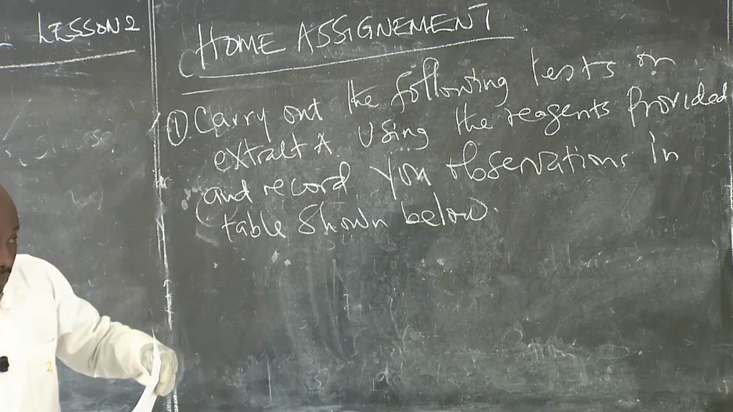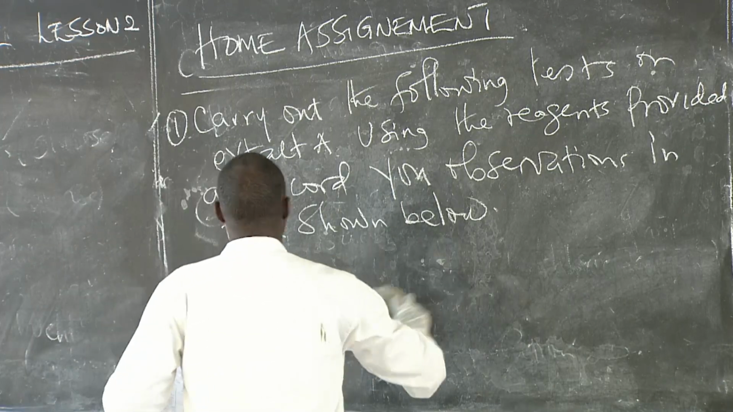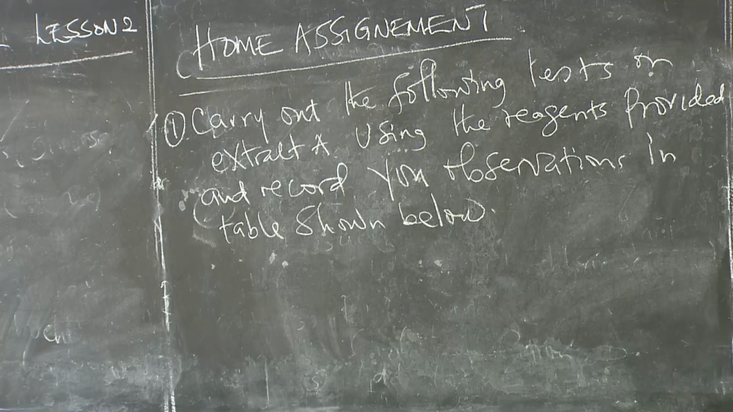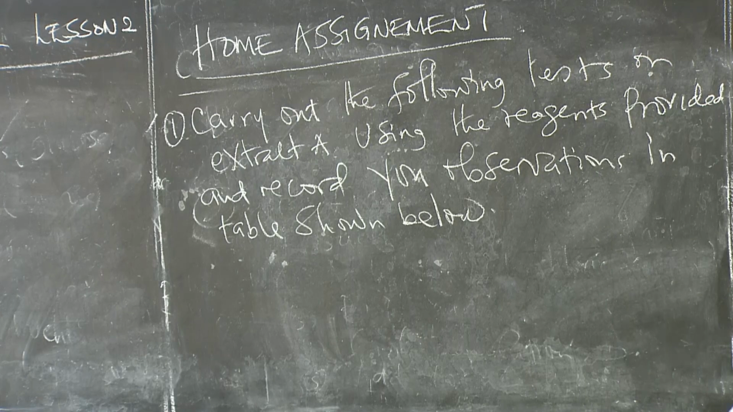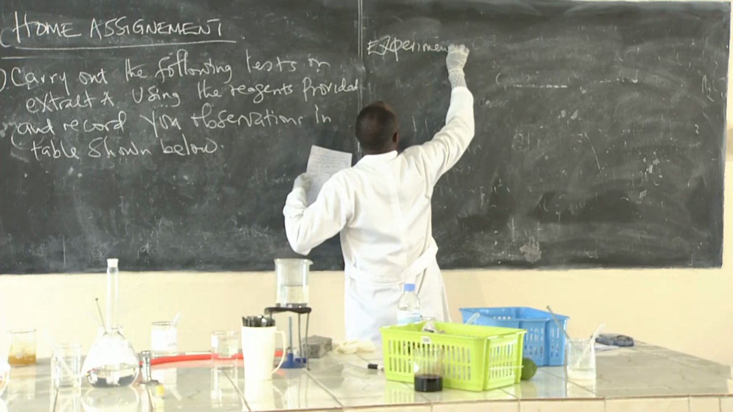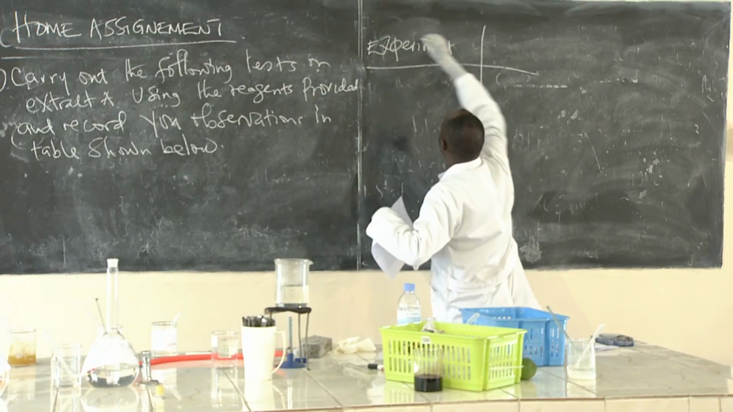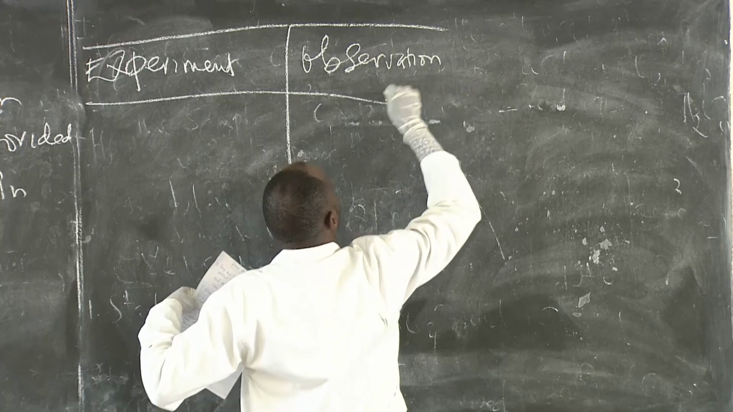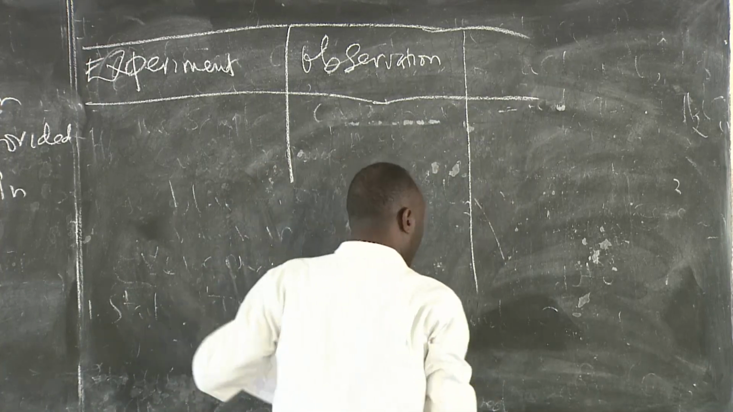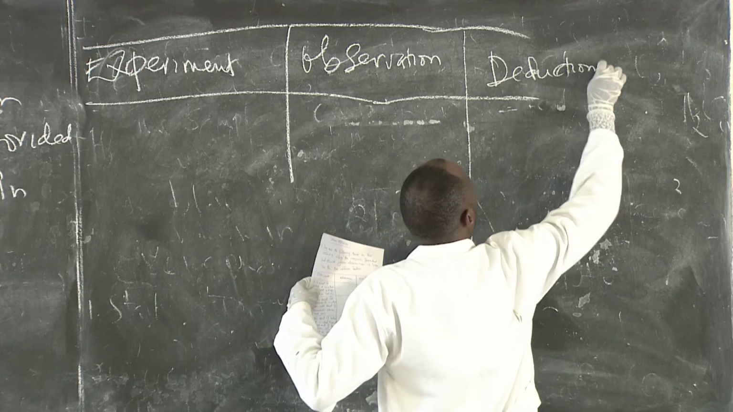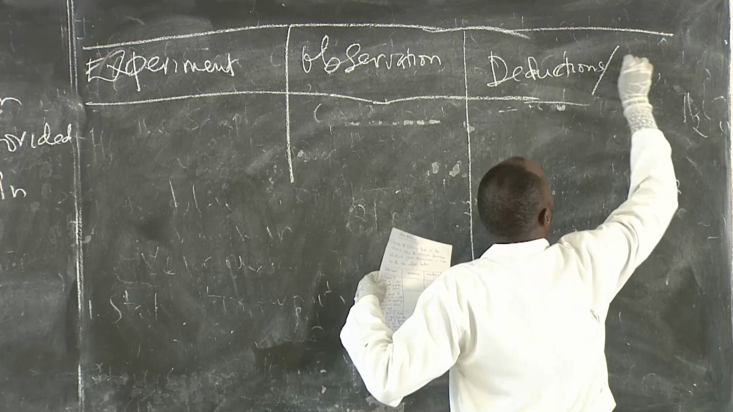So let us have the table, and we discuss briefly what we're going to be doing in that table. This is the experiment. These are the observations. And here, the third column, we have deductions or conclusion.